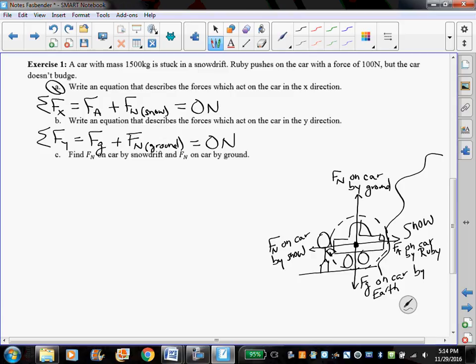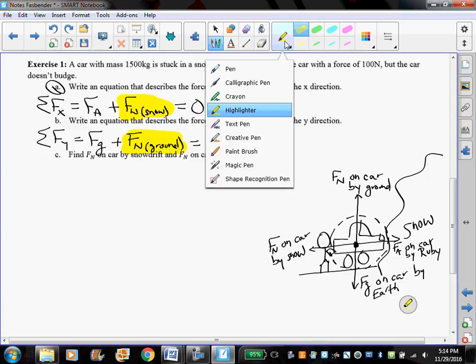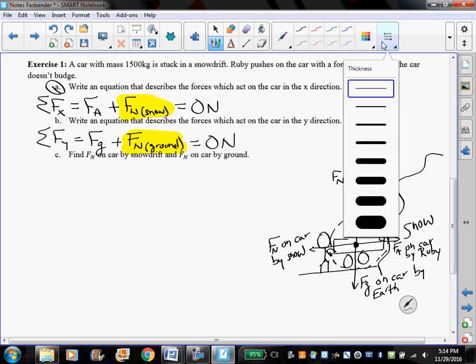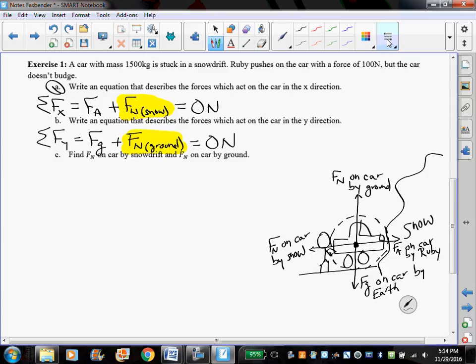So what are we trying to find? Let's highlight it. We're trying to find the normal force on the car by the snowdrift, and we're trying to find the normal force on the car by the ground. Now you can see that I've already got these force equations that have both of those things in it. So let's use these equations to help us solve for the normal force by the snow and the normal force by the ground.